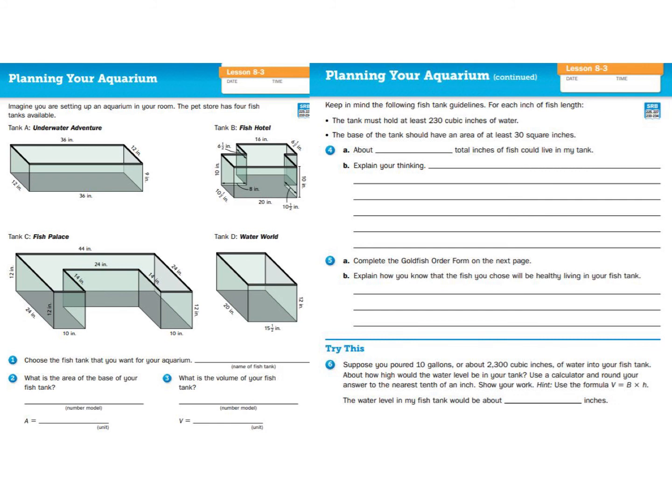You will be working with a partner in class to complete which aquarium that you're going to choose. You're going to find the area of your base, which is why I was just talking about that here, the volume of the tank, and then you're going to go about answering some questions about how many fish do you think could live in your tank, why do you think that, and then completing the goldfish order form on the next page and explaining how you know which fish will fit and why and those kinds of things.